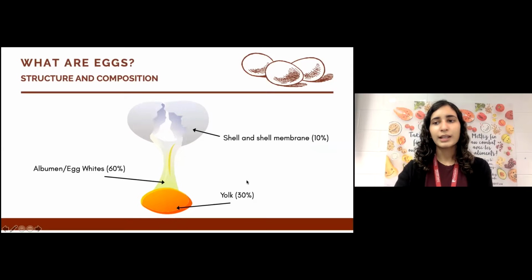To break down the egg into its main parts, it's made up of the outside shell and inner membrane, which comes to 10% of the egg, albumin or egg whites, which is 60% of the egg, and then the yolk, which makes up 30% of the egg. And if this egg were to become a chick, the yolk would be supplying the nutrients, and the albumin or egg whites would be providing the water and also cushioning the yolk.